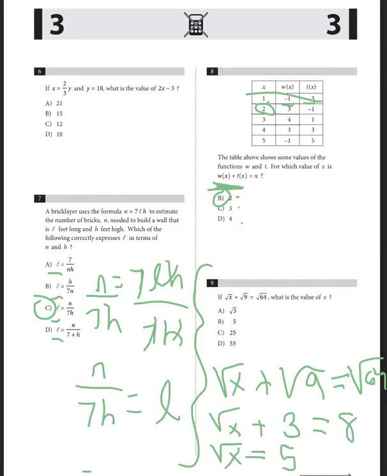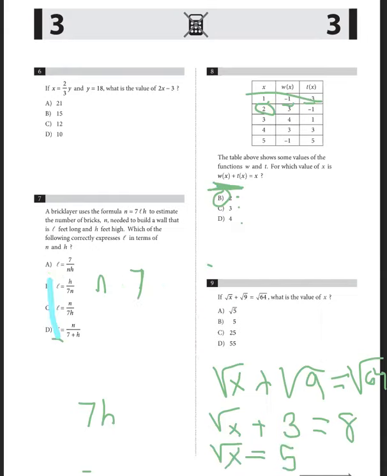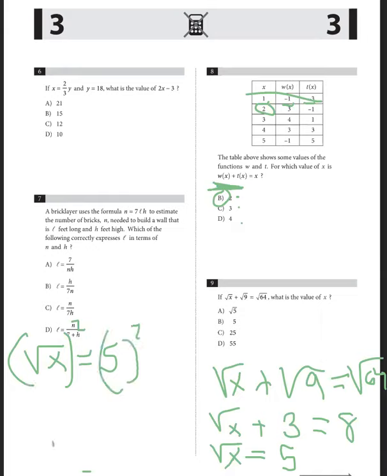And I'm going to erase this over here just because I'm running out of space. But when you have the square root of x is equal to 5, in order to eliminate the radical and get x by itself, you need to get rid of that radical. So how would you do that? You square both sides. So really, x is equal to 25, and the answer is C.